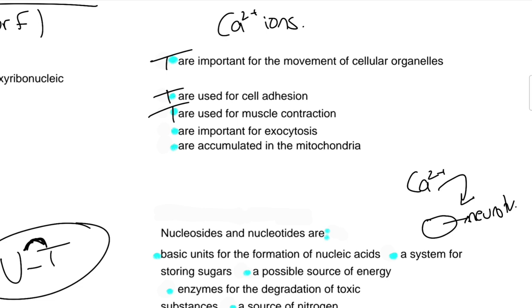Are important for exocytosis, this is also super correct. Are accumulated in the mitochondria, this is also correct because they have a significant role in metabolism in the mitochondria.